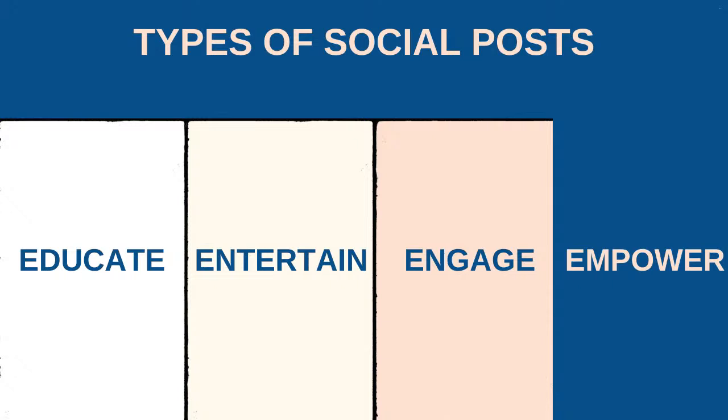The next one in the chart is an entertaining type of post. When we think about entertaining, people go to social media to get away from busy work or to be distracted sometimes. They're not always going to social media for intentional education and engagement all the time. They just want to relax for a moment. So create some content that helps your buyer do just that.